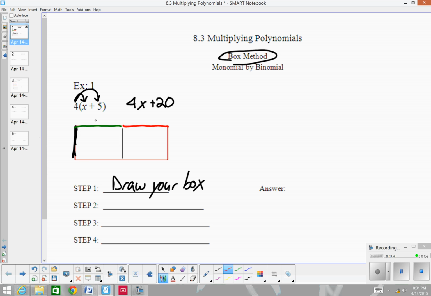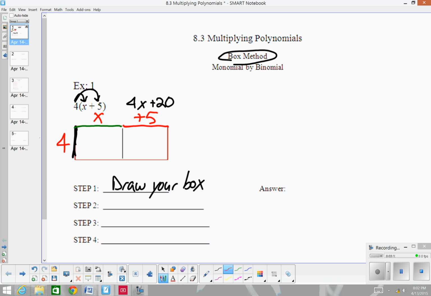Now I'm going to take this first monomial, which is 4, and I'm just going to put it long ways down here. So I'm just going to write a 4 right there. Then I'm going to take this first term and basically write it on top of these boxes. I'm going to put an x here, and I'm going to put a plus 5 right there. So all I did was break the parentheses up, and instead of distributing, I just wrote it on the sides of boxes.